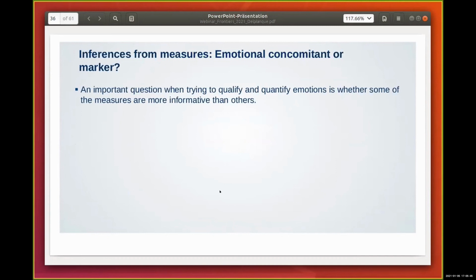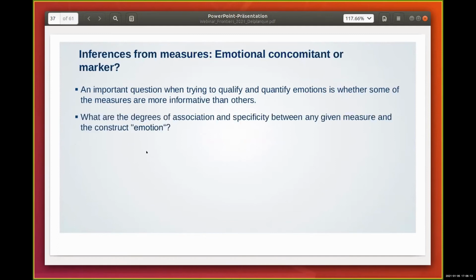This leads to a very important question: what can we have as inferences from a measure? The important question is whether some measures are more informative than others. For instance, we can call the measure a concomitant or a marker, and people are using biomarker or neuromarker always without asking this question. The question is, what are the degrees of association and specificity between any given measure and the construct emotion?